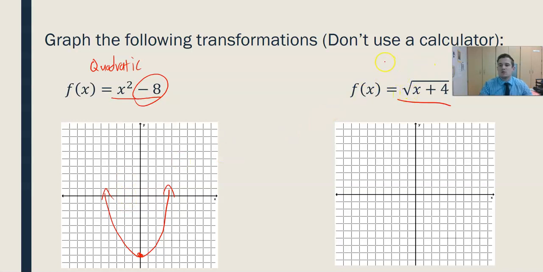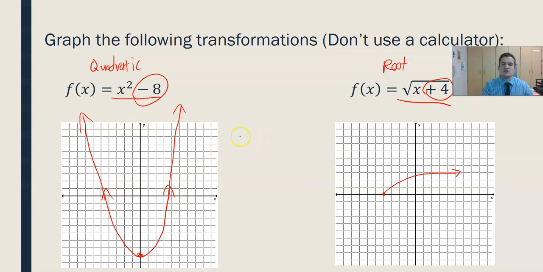Here I have the square root of x plus 4, that's a root function, and this positive 4 on the inside of the square root means I'm moving to the left 4 spots. So originally my root function would look like this, now it's moving left 4 spots, so it looks something like this, and it keeps going and going.